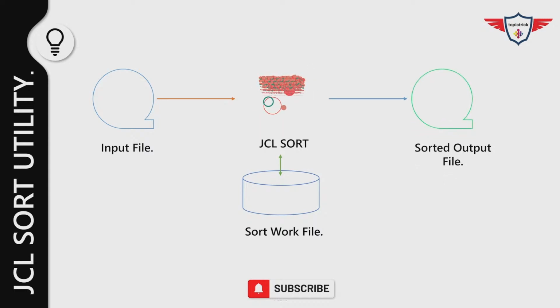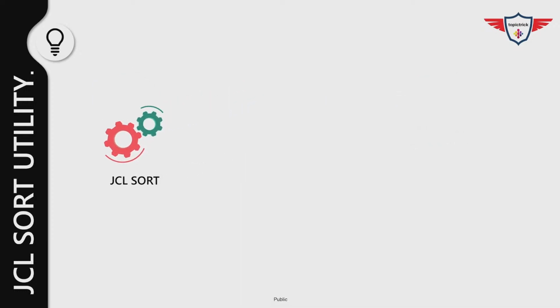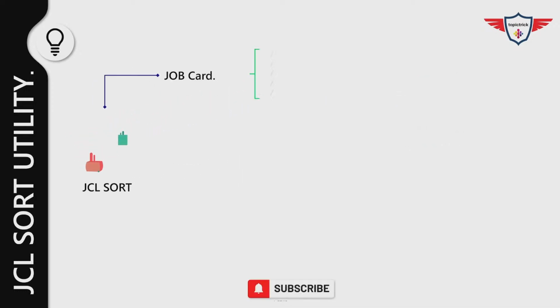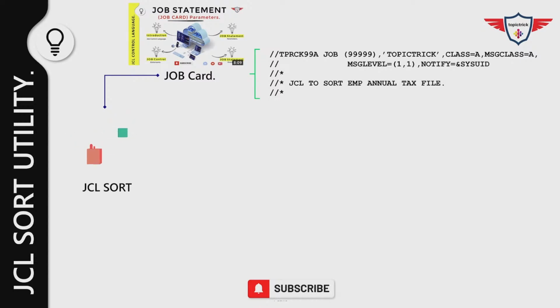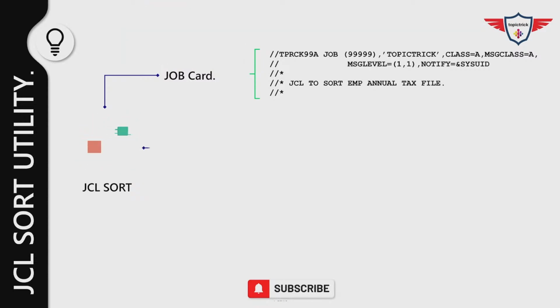After that, you have the sort work file. JCL sort utility uses this file for internal processing, right? And the outcome of the entire operation will be written into your output file. The selection criteria is specified with the help of the SYSIN card. Now let's go through a sample JCL to understand what the different DD statements are that you need to specify in case you want to invoke a sort utility with the help of a JCL.